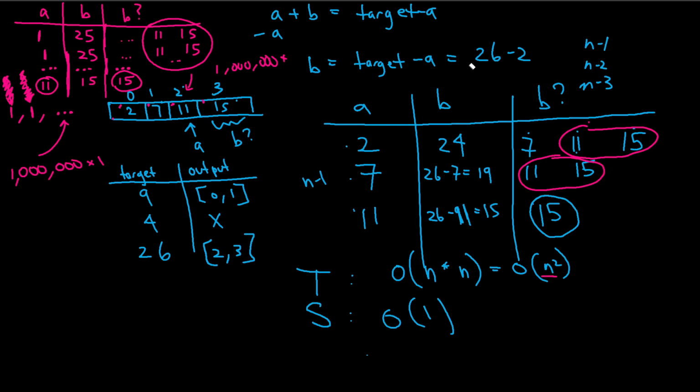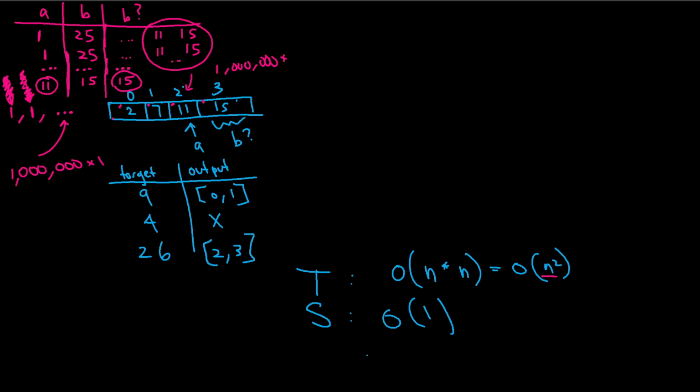The key here is, and let me erase all this. The key here is when we visit an element, we are going to store its value. And number two, we are going to need to be able to retrieve the value that we stored as fast as we can. And there are two data structures that we can use to do this, a hash set or a hash map.